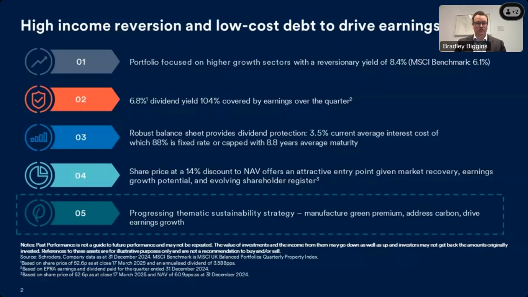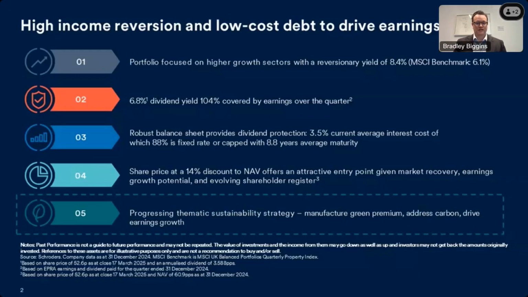We've got a really attractive dividend yield of 6.8% at the moment, based on the share price, maybe 48 hours ago. And that dividend, importantly, is fully covered by earnings. So in Q4, it was 104% covered by our earnings. Really robust balance sheet. We think it's a real competitive advantage and puts us in a really strong position when we're looking to forecast forward our earnings, because we know a very large element of our interest cost is fixed.